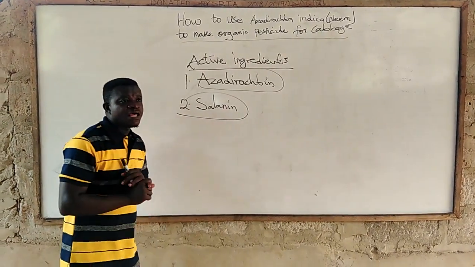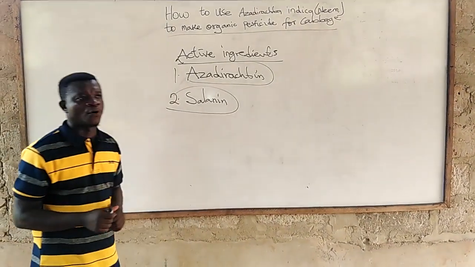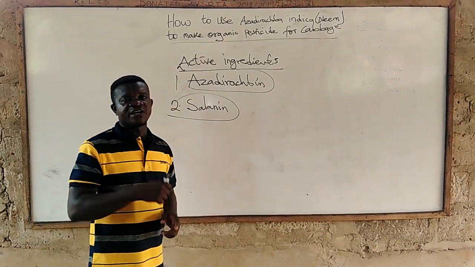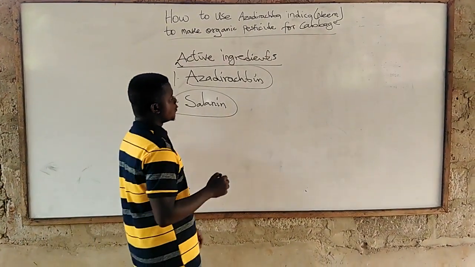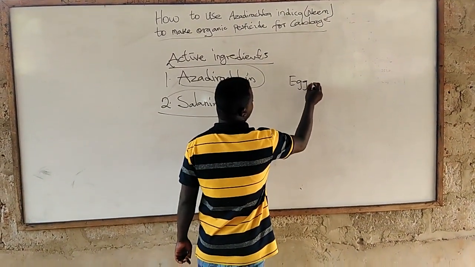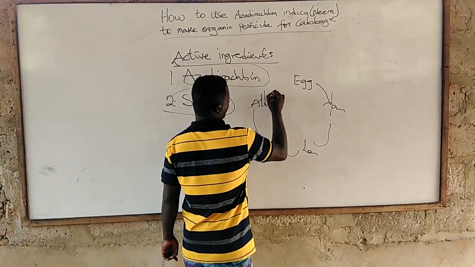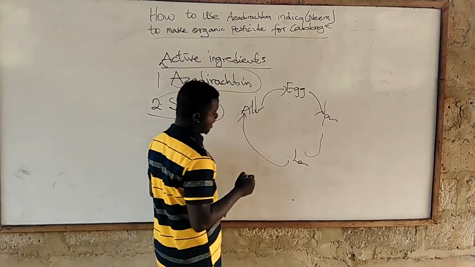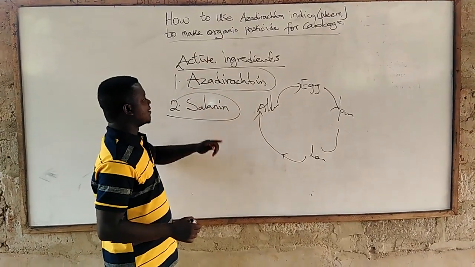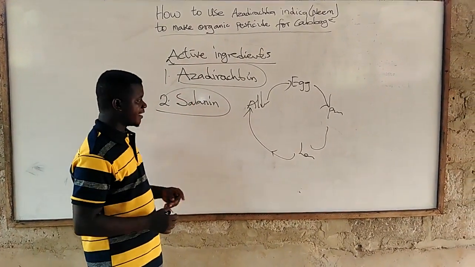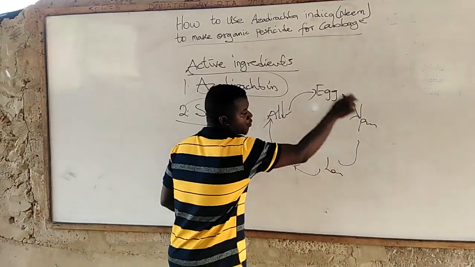is that, one, they affect the reproduction of pests. When crop pests attack a particular crop or are found in a particular field, they multiply in number. The basic life cycle of crop pests is what we know: we have the egg, the pupa, the larvae, the adults, and then the eggs again. So when Azadirachta indica, which has the active ingredients azadirachtin and salannin, is applied, first of all, it disturbs the life cycle of the crop pest population.